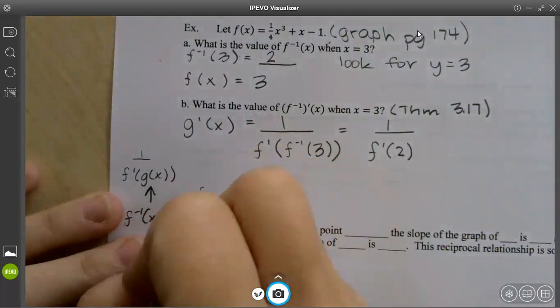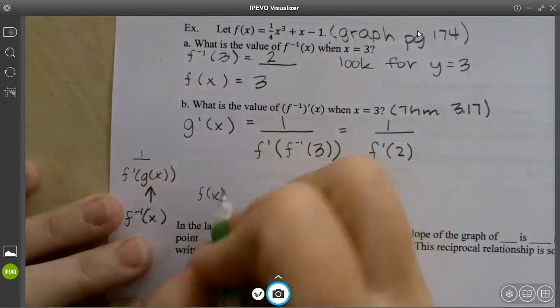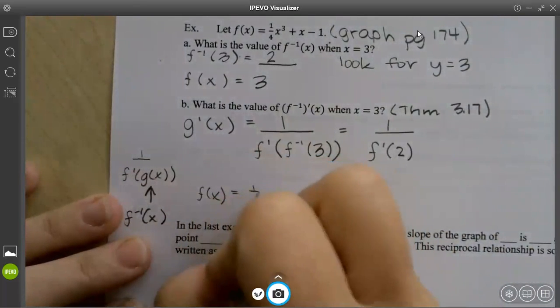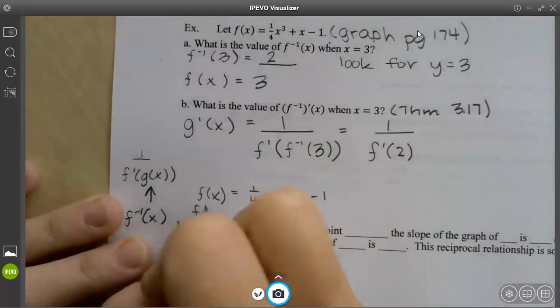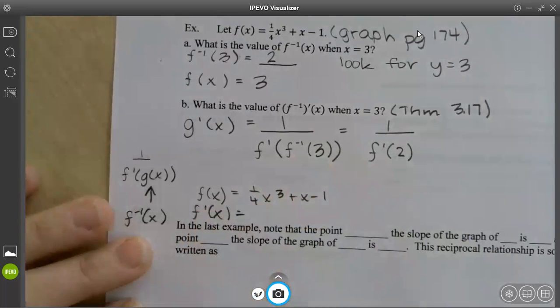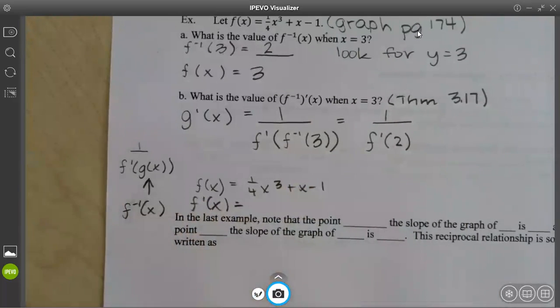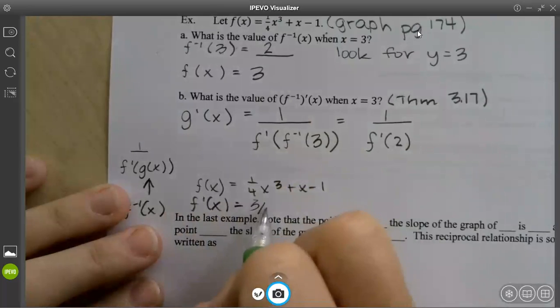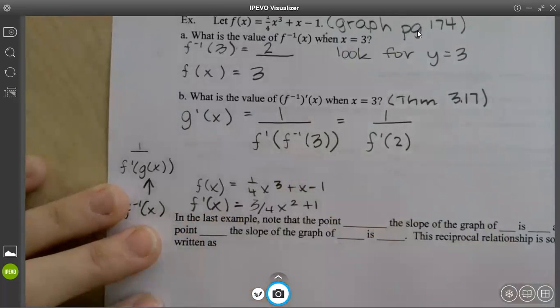So f of x, and you don't need any of this room down here. Everything is going to fit up there. f of x was 1/4 x to the 3rd plus x minus 1. So what is f prime of x? Do a normal derivative. Don't make this hard. 3/4 x to the 2nd plus 1.